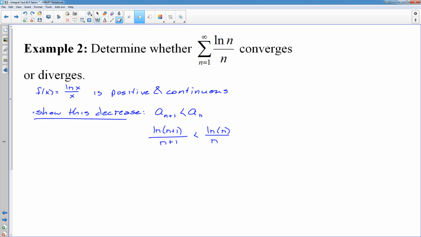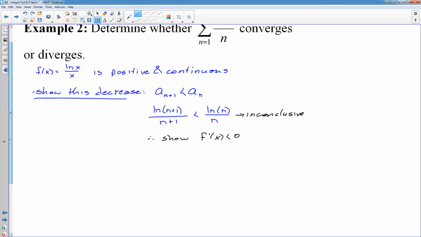So the other way we can show that something decreases is by looking at its first derivative and show that f prime is negative. So this is inconclusive. So now I'm going to show that f prime of x is negative. If f prime of x is negative or eventually negative, then we know this function would decrease. So let's find the derivative real quick, assuming you know how to find derivatives. That's going to be low d high, which ends up being 1, minus high d low is just natural log x, over low, x squared.